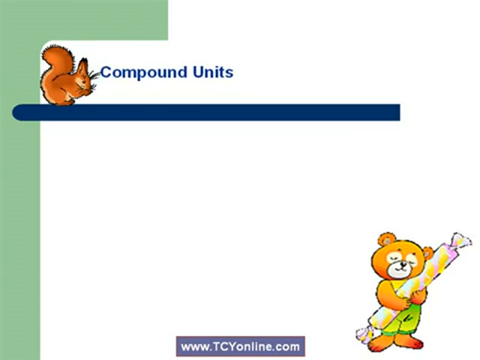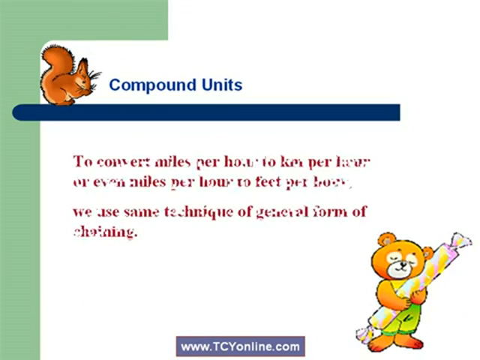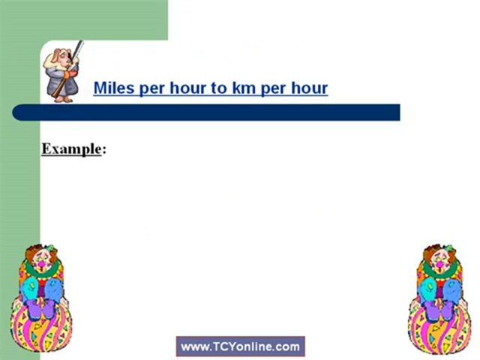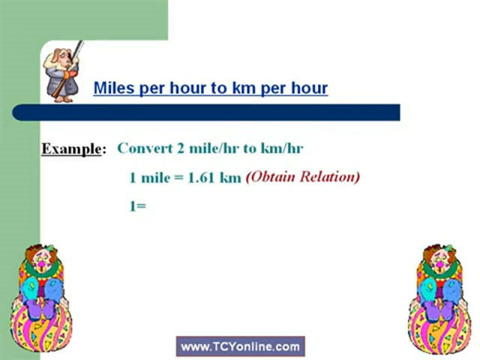Now let's see what we will do when we have compound units. For example, we need to convert miles per hour to kilometers per hour, or miles per hour to feet per hour. Then we will use the same technique of the general form of chaining for this. Now let's understand this with the help of an example. We need to convert 2 miles per hour to kilometers per hour. And we are aware that 1 mile is equal to 1.61 kilometers.